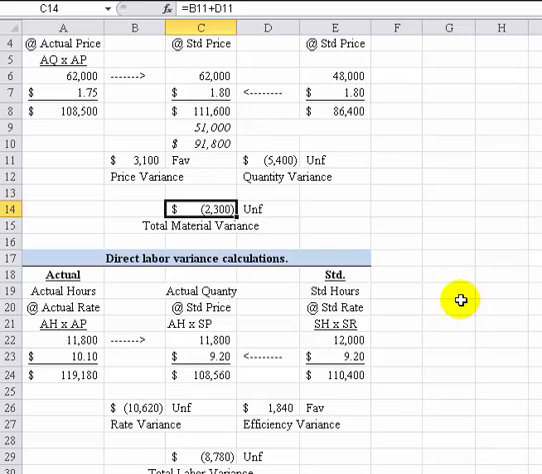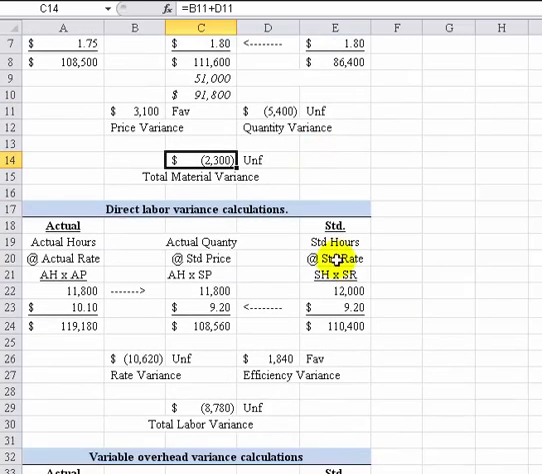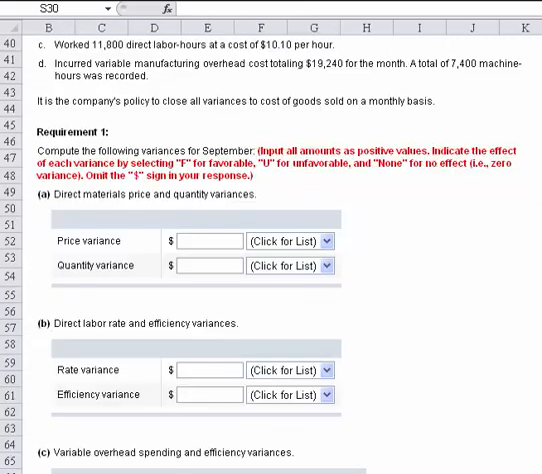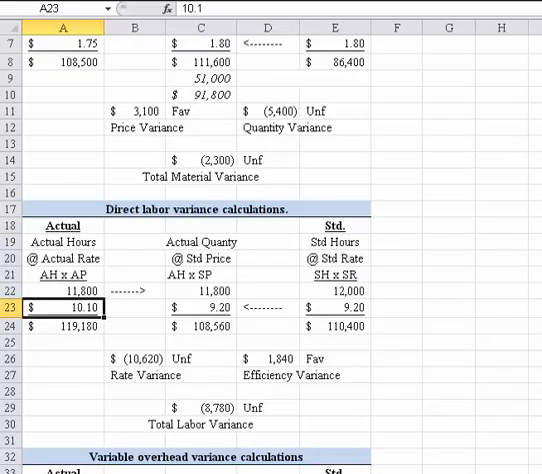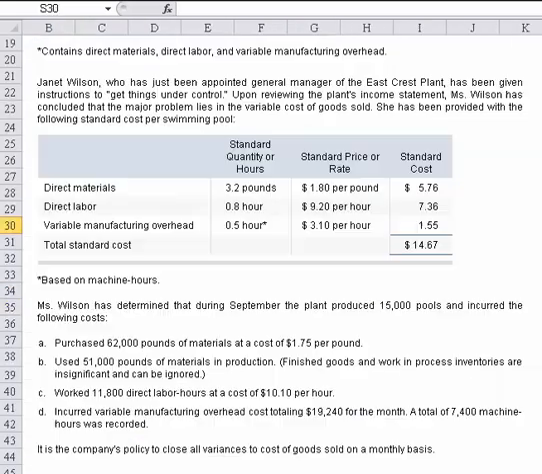Let's leave it about here. We may need some numbers from above. Okay, same thing: actual on the left, standard on the right. Actual hours times actual rate, standard hours times standard rate. 11,800 was the actual hours at $10.10, and I think they gave that information to us. 11,800 at $10.10, so that's where it comes from. And then 12,000 at $9.20 is the standard. And where did they give us that information? There's our $9.20 per hour, and it takes 0.8 hours to make a pool.